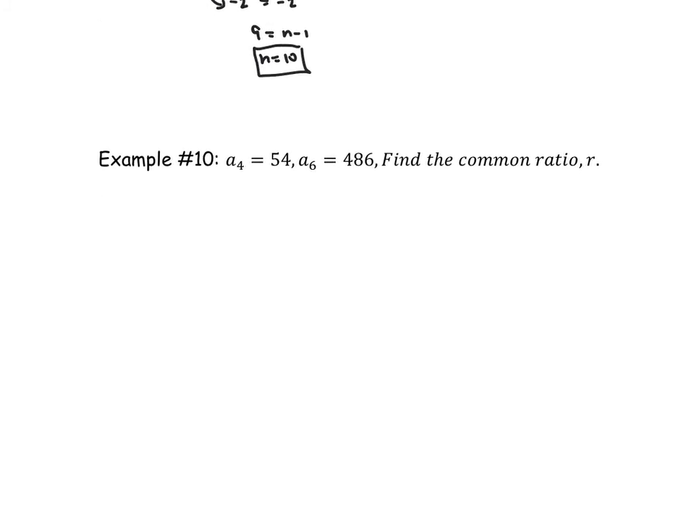Example 10, a sub 4 is 54, a sub 6 is 486. Find the common ratio R. Okay, so R is equal to a sub 5 over a sub 4, right? And R is also equal to a sub 6 over a sub 5, excuse me. So R squared is equal to a sub 5 over a sub 4 times a sub 6 over a sub 5. So the a sub 5's reduce, giving me that R squared is equal to a sub 6 over a sub 4.